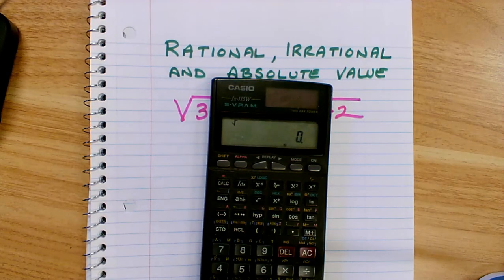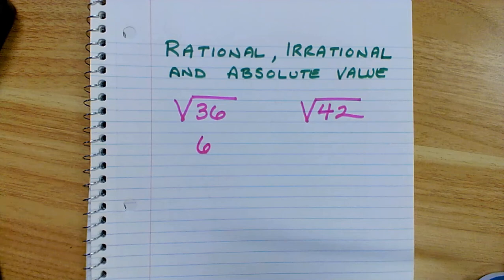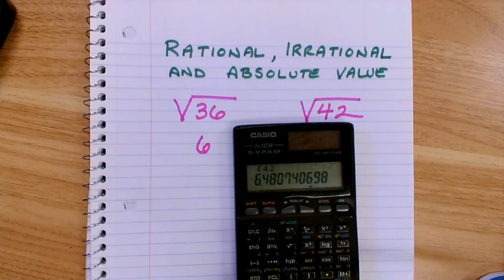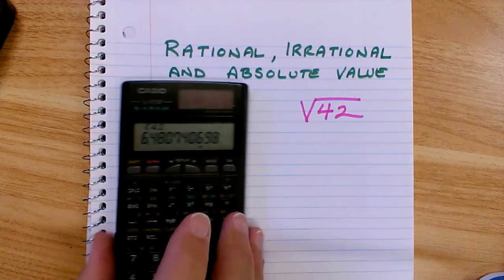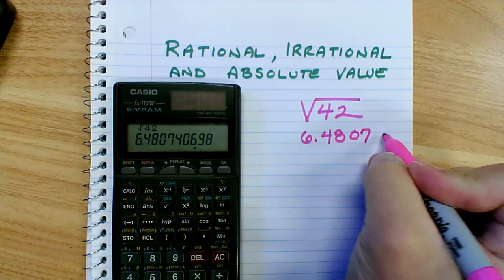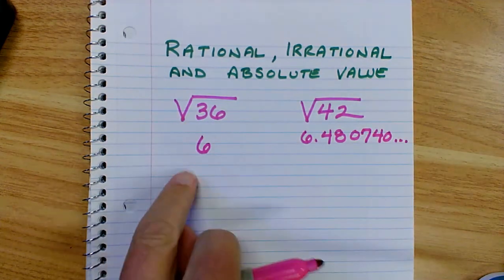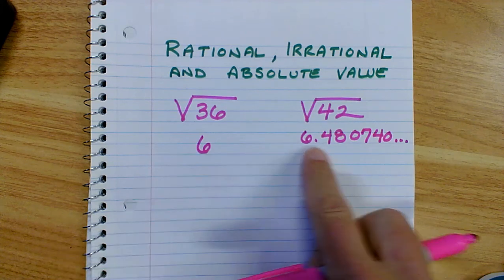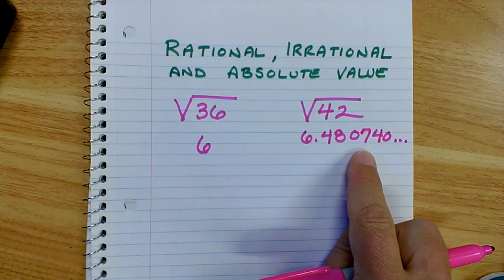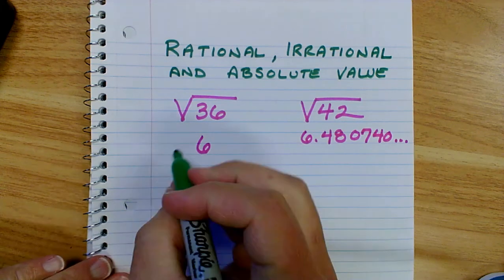So I'm going to take the square root of 36. This is one I actually know in my head, and it's 6, right? And the square root of 42, well, that one's not inside my head. And in this case, I get 6.4807, and it just keeps going, right? So here I have what's called a terminating decimal, and here I have a non-repeating decimal that goes on forever. So this one terminates, stops.